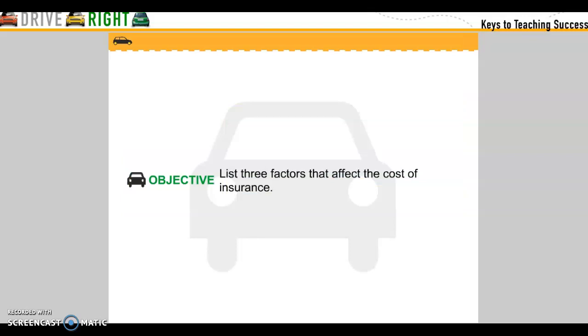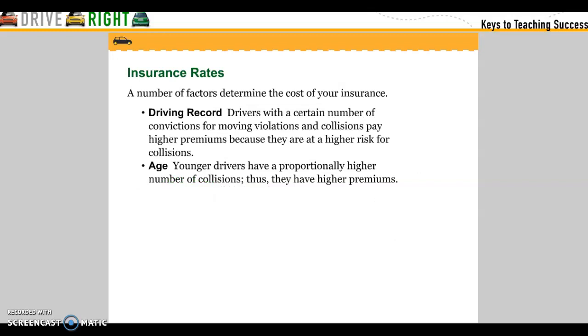Objective. There are 3 factors that affect the cost of insurance. Insurance rates. A number of factors determine the cost of insurance. Driving record. Drivers with a certain number of convictions for motor violations and collisions pay higher premiums because they are a high risk for collisions. Age. Younger drivers have a proportionally higher number of collisions, thus they have higher premiums.